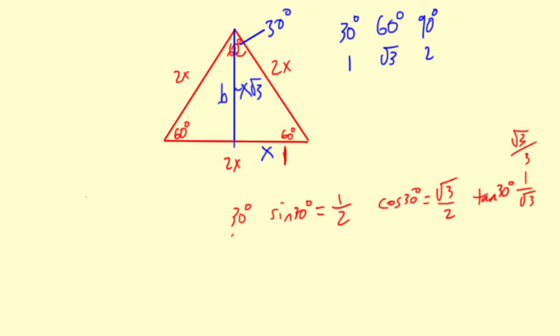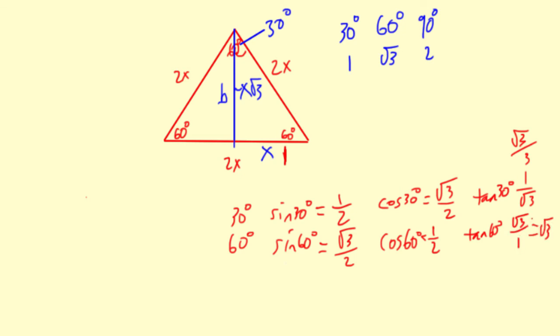Now let's look at the 60-degree angle. Sine of 60, the opposite side is square root of 3 divided by the hypotenuse, which is 2. Cosine of 60 degrees, that's the adjacent side of the 60 degrees, which is the 1 divided by the hypotenuse, 2, so 1/2. And the tangent of 60 degrees, that's the opposite side, square root of 3 divided by the adjacent side, which is 1, so that's just square root of 3. Okay, so that's the big picture for this lesson.